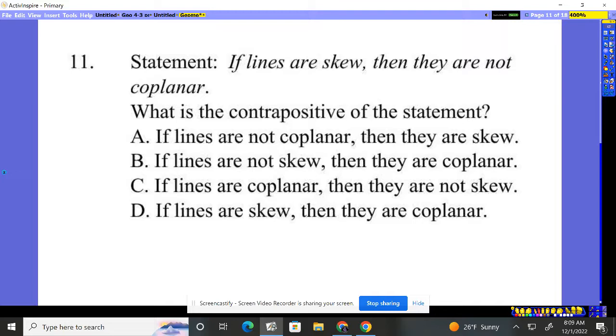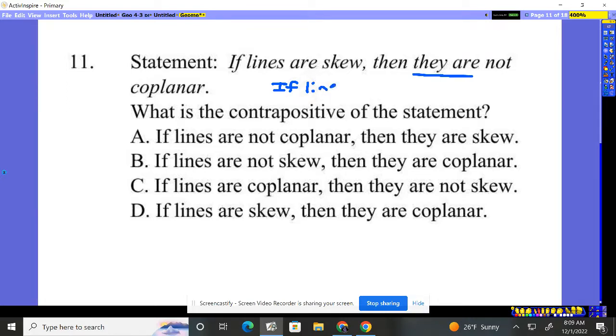If lines are skewed, then they are not coplanar. I don't need to know what that means. Well, we're not going to worry about it. What is the contrapositive? The contrapositive says we have to flip them and negate them. So I need to put the then part first, and I need to make it negated. So that'd be, it says they are not coplanar.